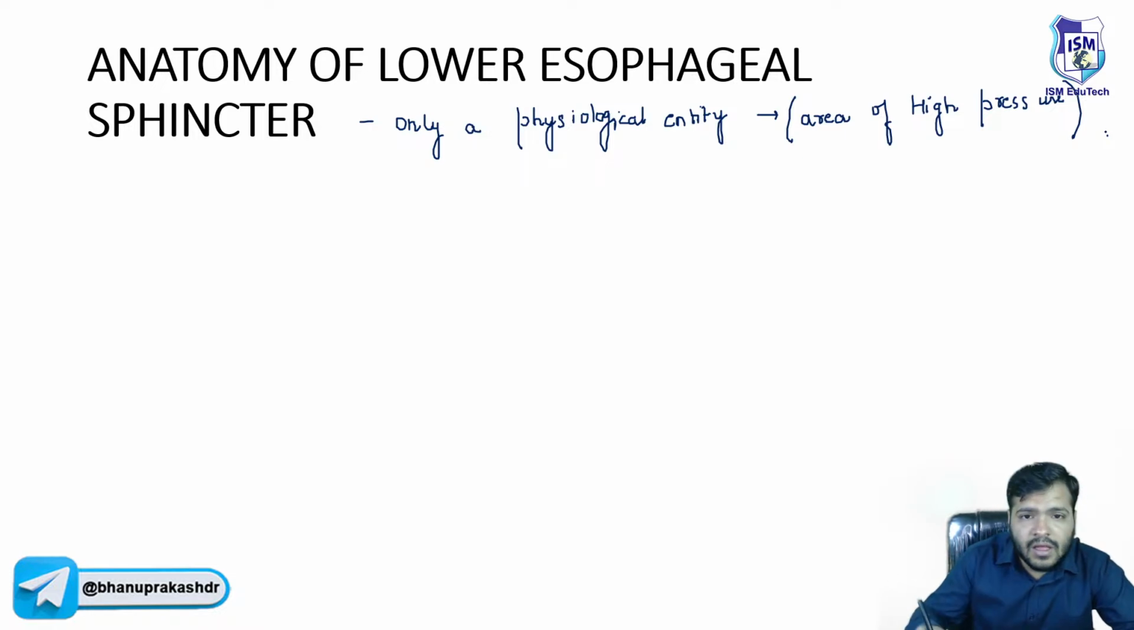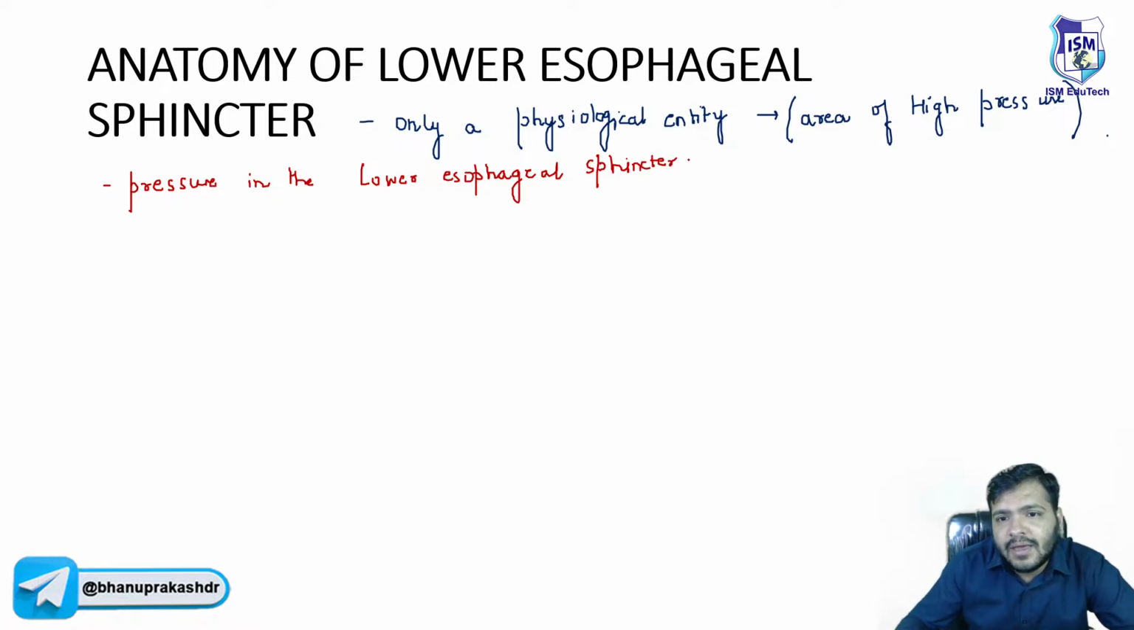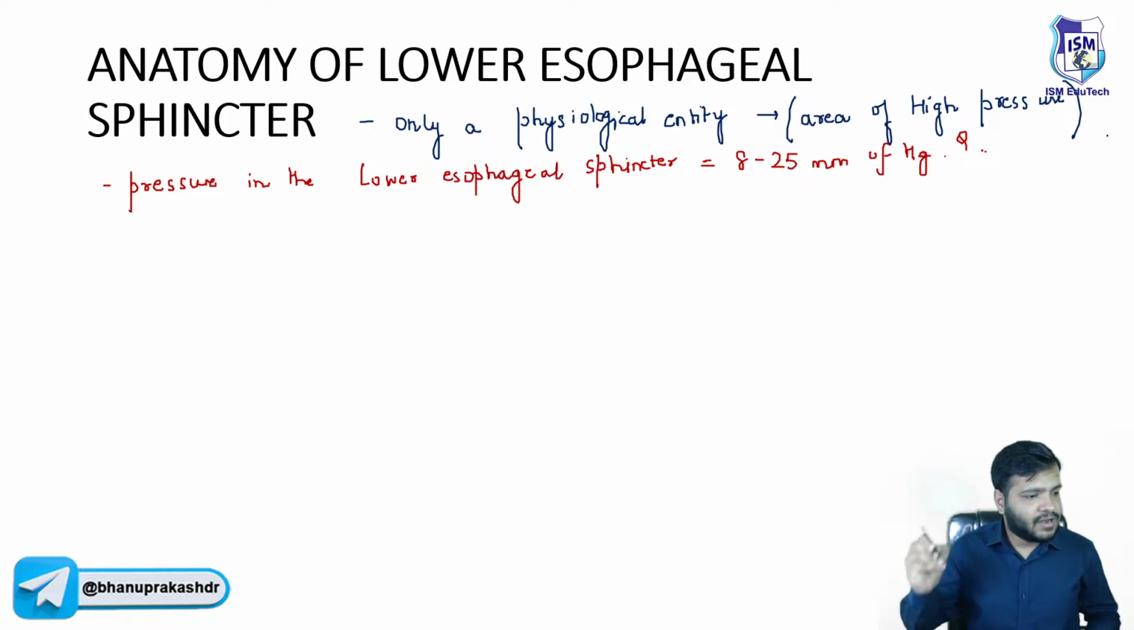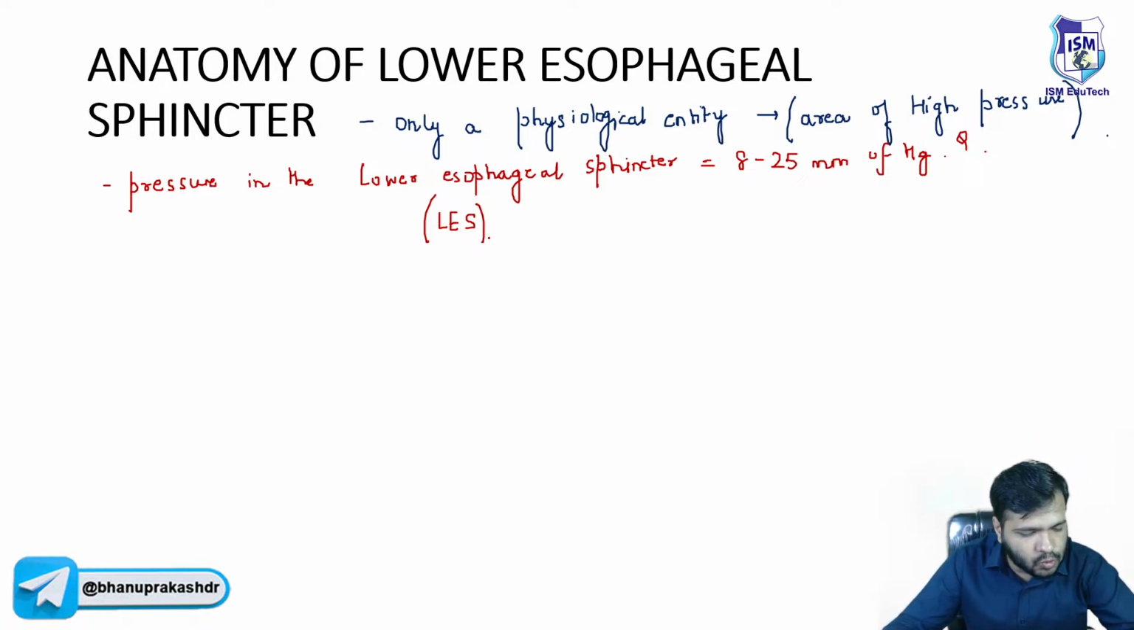Now, what is the pressure over here? Can anyone tell me what the pressure is in the lower esophageal sphincter? This is again an important question. Anyone would like to guess? Now, it is approximately 8 to 25 mm of Hg. We can also write lower esophageal sphincter as LES. So the pressure over here is 8 to 25 mm of Hg.